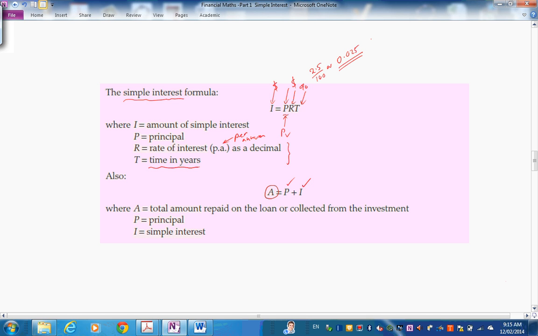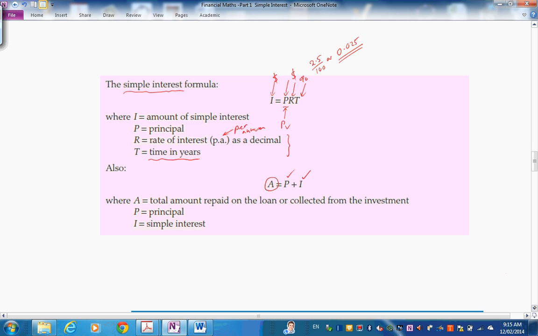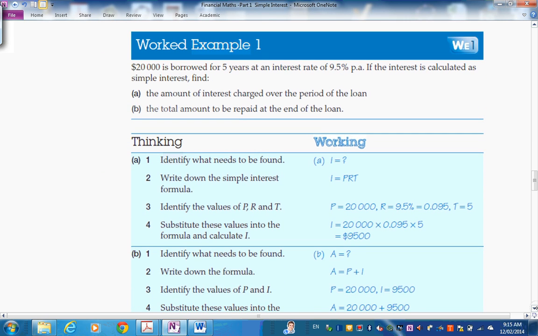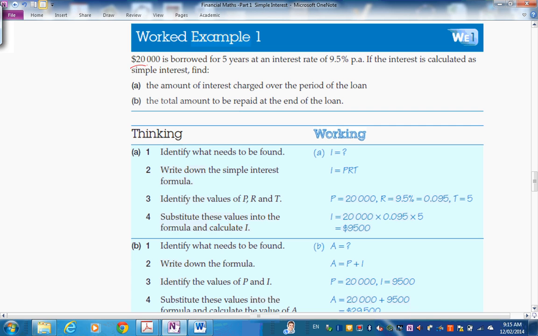Okay. Are you ready to go? Let's have a look at some examples. And here's the first one from Pearsons again here. $20,000 is borrowed for 5 years at an interest rate of 9.5%, simple interest. So what is the amount of interest charged over the course of the loan? How much extra are you paying?